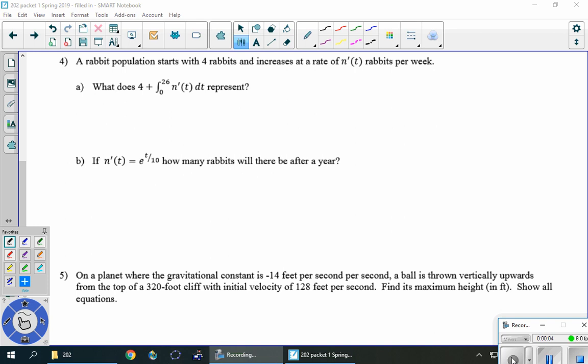Our rabbit population starts with 4 rabbits and increases at a rate of n prime of t rabbits per week. What does 4 plus the integral from 0 to 26 of n prime of t dt represent? Okay, let's see. So that 4 is the initial population.